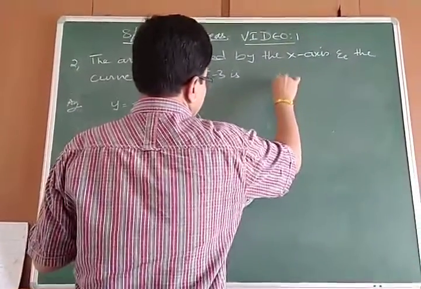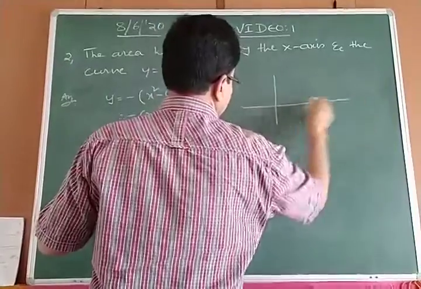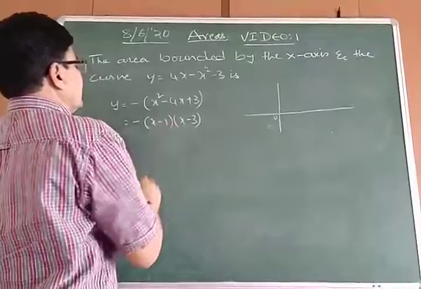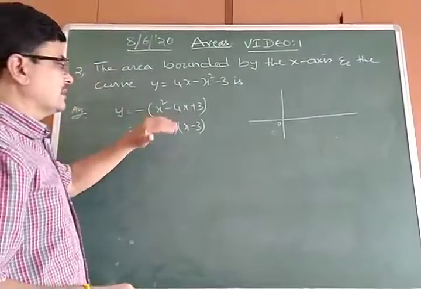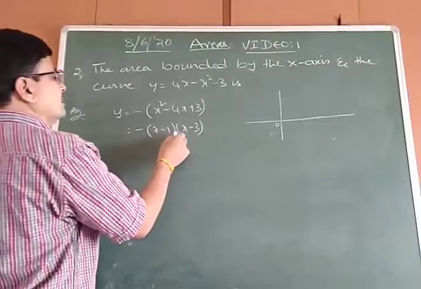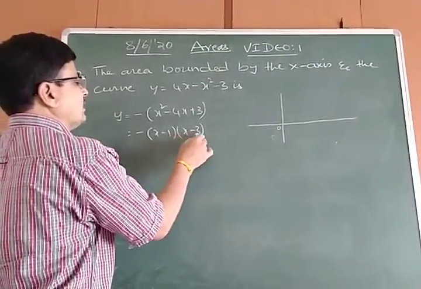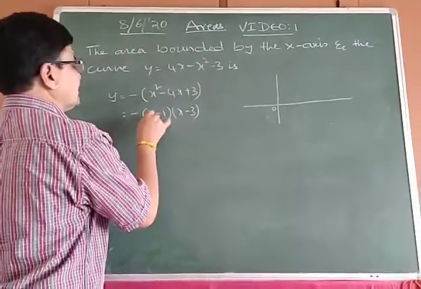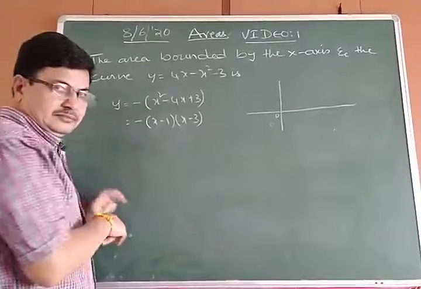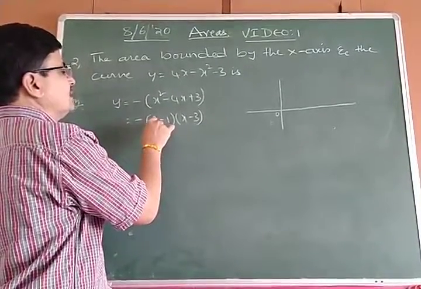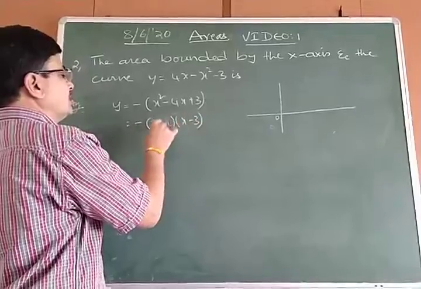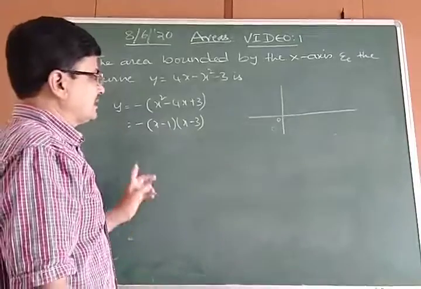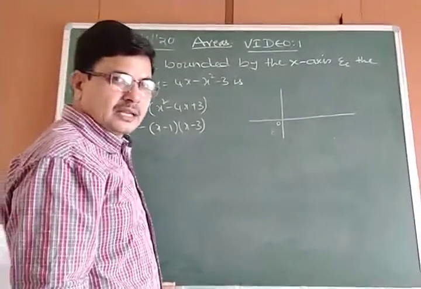So the curve is, this is the coordinate axis, this is x axis. Is the curve above the x axis or below the x axis? That depends on the value which lies in between 1 and 3. So the value which lies in between 1 and 3 is 2. Substituting 2 in this equation, 2 minus 1 is 1, 2 minus 3 is minus 1, plus 1 into minus 1 is minus 1, minus into minus is plus. So that's why the curve lies above the x-axis.